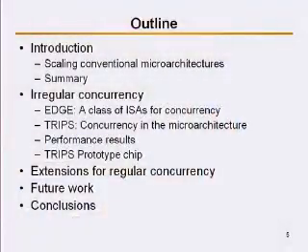So here's the outline of the rest of my talk. I'll spend a little bit of time talking about conventional microarchitectures and why it is that we just can't build a 16-issue Pentium 4 or a 16-issue AMD. What are the fundamental scaling problems for conventional microarchitectures? Then I'll talk about the ISA, the actual microarchitecture that implements the ISA, and some performance results. I'll talk a little bit about future work and conclude my talk.